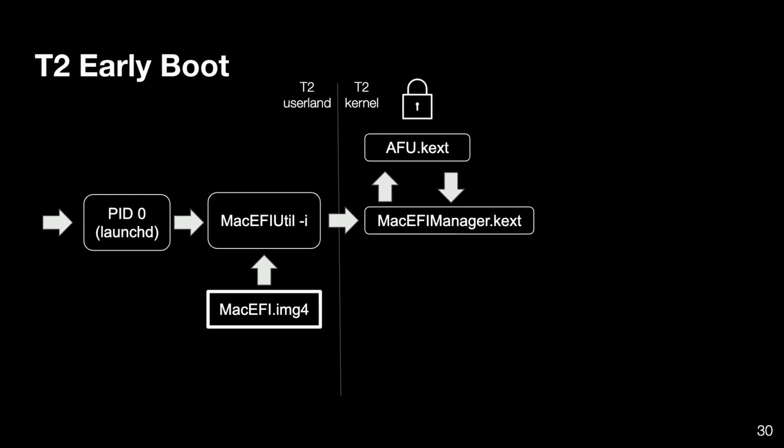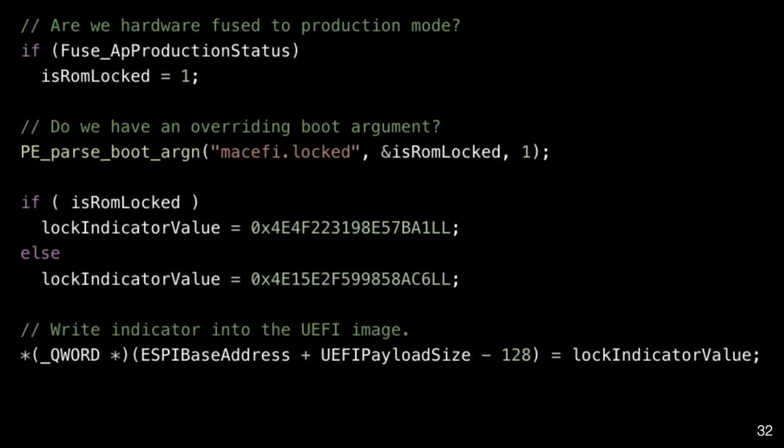Once a decision has been made to actually load the firmware, the EFI Manager reaches out to the Apple Firmware Update kernel extension, which verifies the cryptographic signature of the firmware package against the Apple root CA key. If this check succeeds, then the UEFI payload is copied over to a storage region inside of the T2. Then something really peculiar happens.